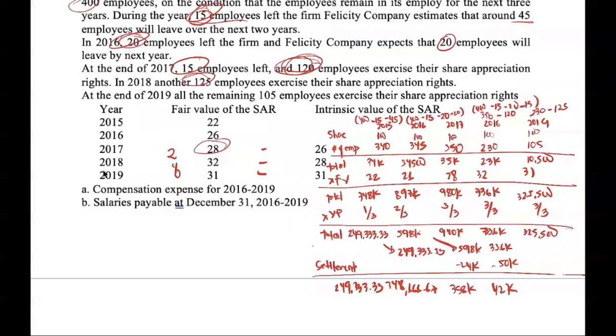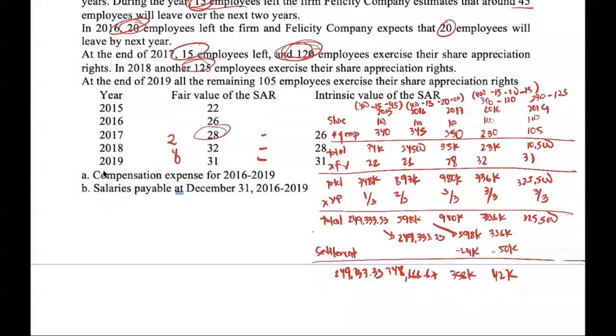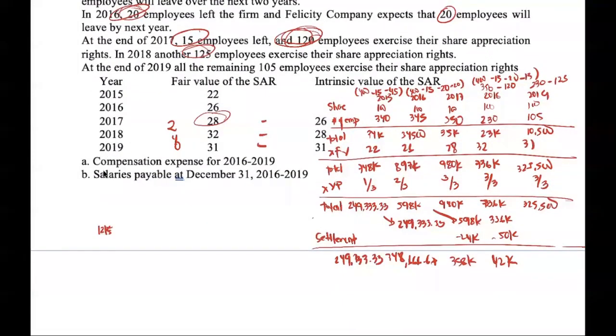And then how much is our last settled? Our last settled amount is 125 employees. Okay. So we have 125 employees who left at the end.